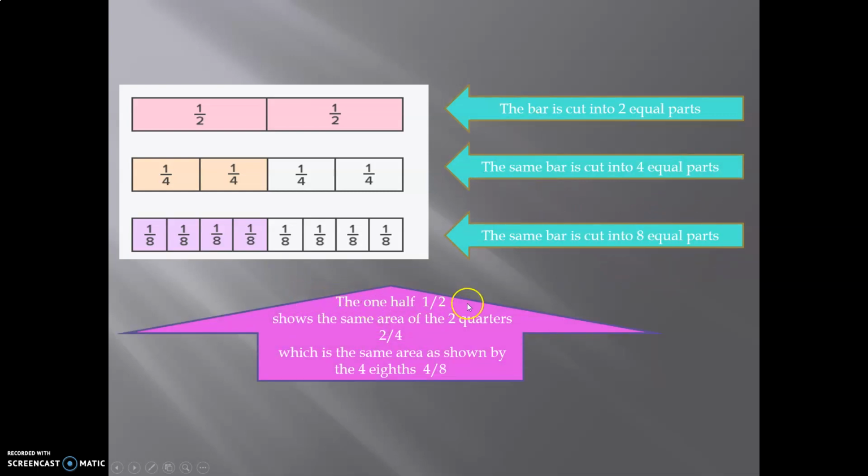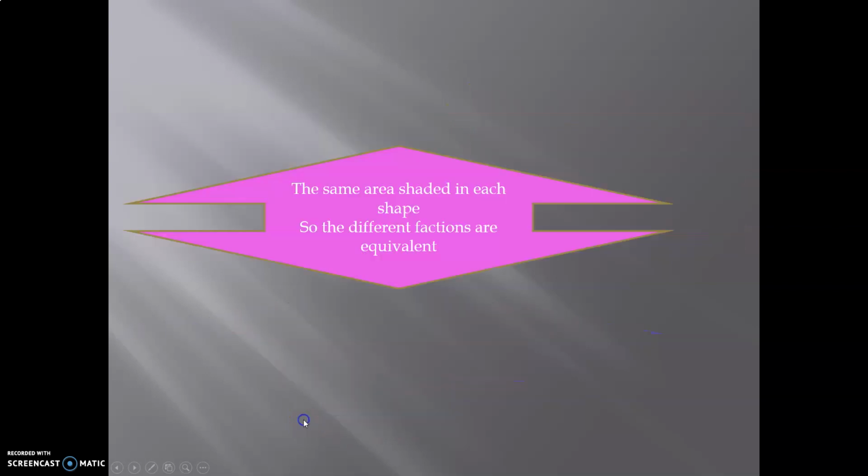The 1/2 shows the same area as the 2 quarters, the 2 out of 4, which is the same area as shown by the 4/8, or 4 out of 8. So half is equal to 2 out of 4, which is equal to 4 out of 8, because they are equivalent. So let us read this rule together: the same area shaded in each shape, so the different fractions are equivalent.